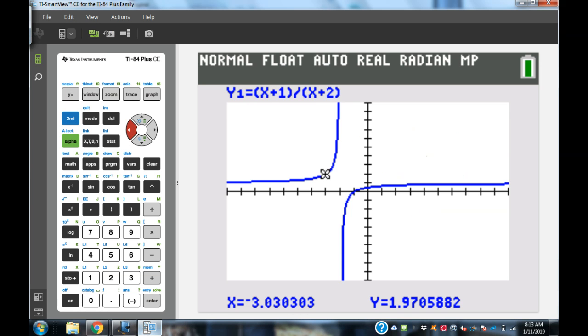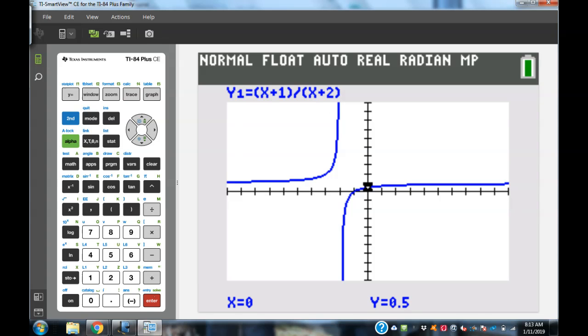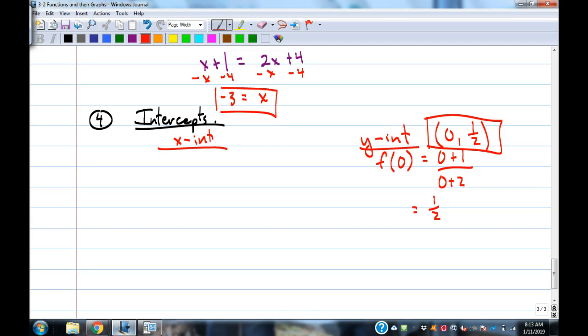If we look at our graph, look where it's crossing the y-axis right there. You can hit trace 0, and it gets right on that spot. And that's 1/2. That's what we found algebraically, by plugging it in. So it should line up with what the graph's doing and what you're finding by plugging in the numbers. All right. How do we find X intercepts?